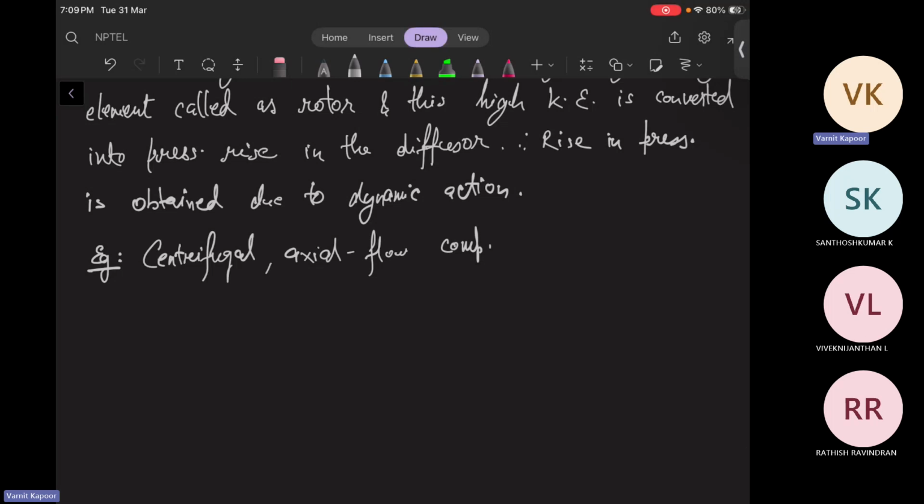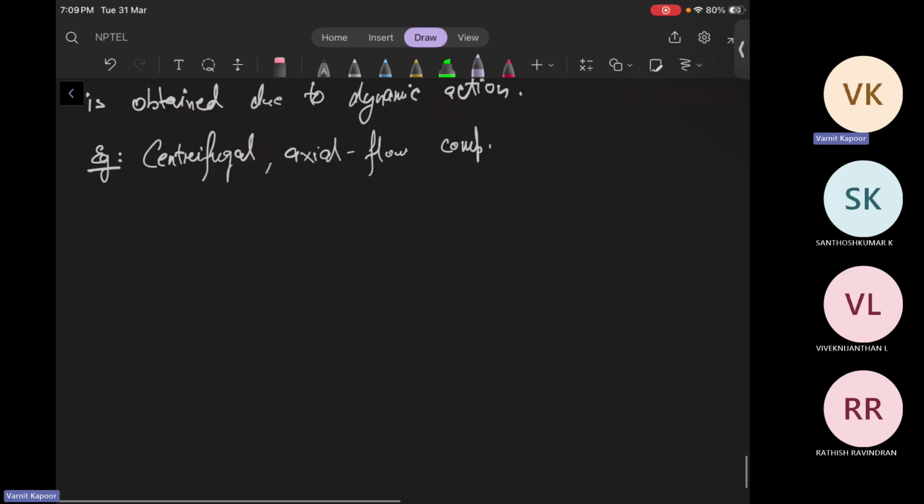So these were on the basis of the first category. Now the other category is on the basis of pressure developed. If the pressure is increased less than 10 bar, then it's a low pressure compressor. Between 10 to 80, it's a medium pressure compressor. And greater than 80 bars, it is a high pressure compressor.